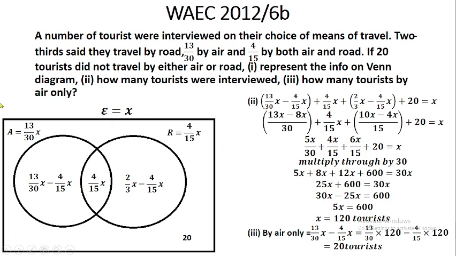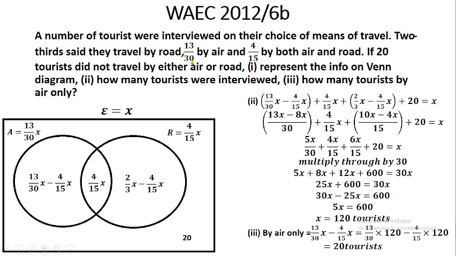So what can we do? That means we don't know the number of elements in the universal set, since we are not told the number of tourists that were interviewed. So we can say let the number of elements in the universal set be x. Two-thirds said they travel by road. Two-thirds, what is the meaning of two-thirds? Two-thirds said they traveled by road.